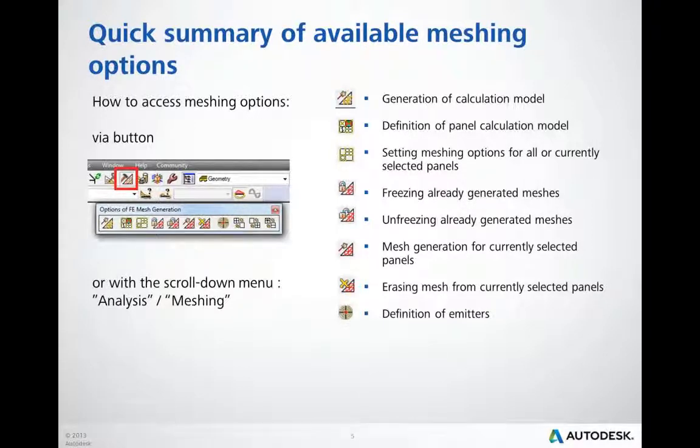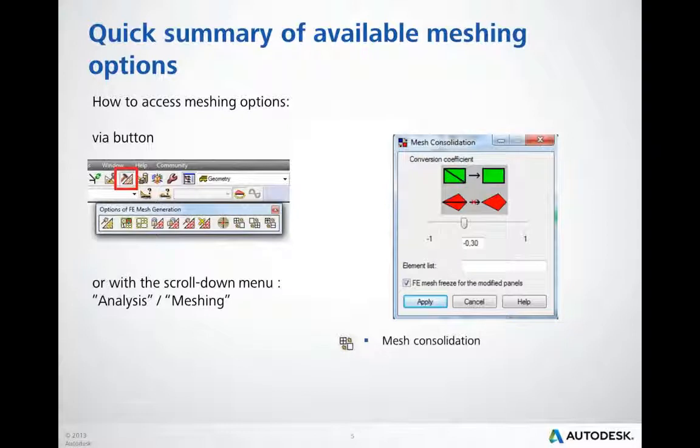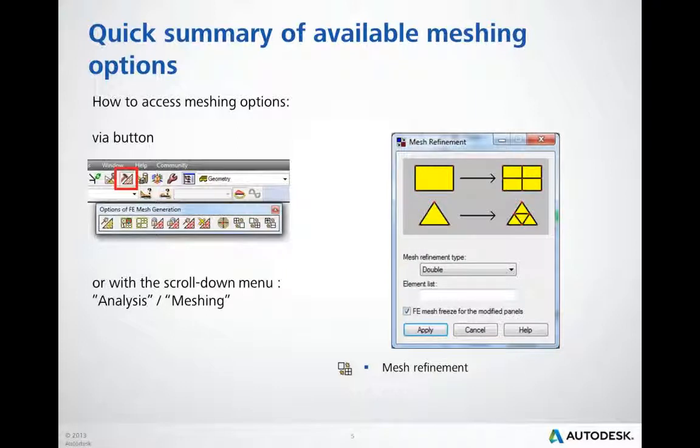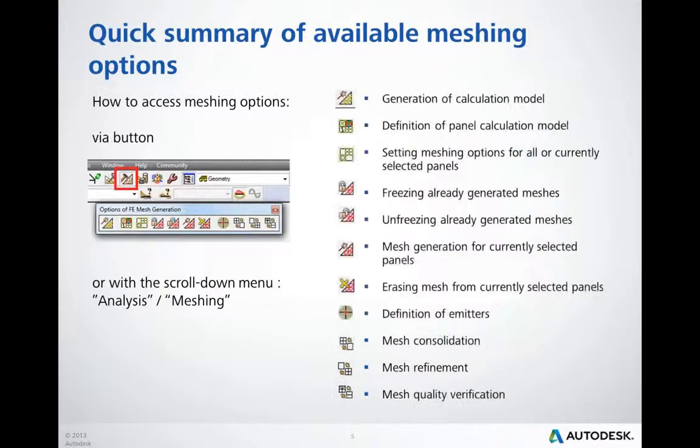Definition of emitters is the parameter of the Kang meshing, and we'll focus on that option later on during this presentation. Mesh consolidation is the option that you probably never use, but in case you want to combine two triangular elements into a quadrilateral one, you can do so. Mesh refinement, on the contrary, is the option that you may use more often, especially looking at the areas over the supports or over columns. And finally, we've got mesh quality verification that indicates the elements that are of odd shapes, and I will focus on that option later on as well.